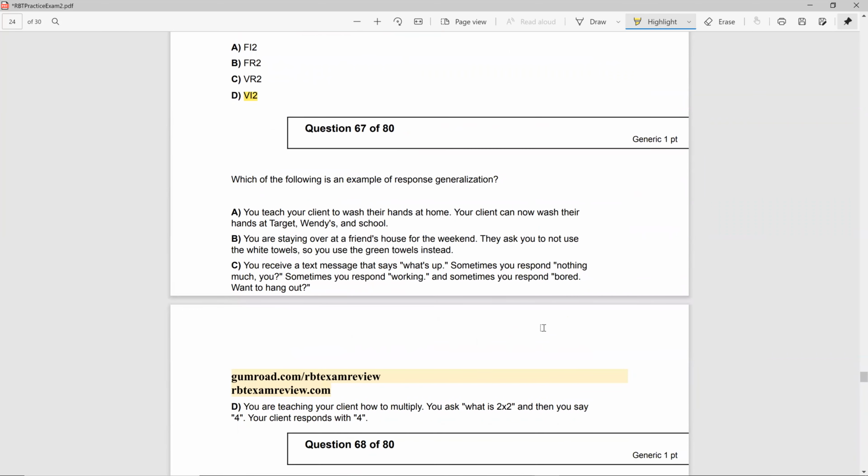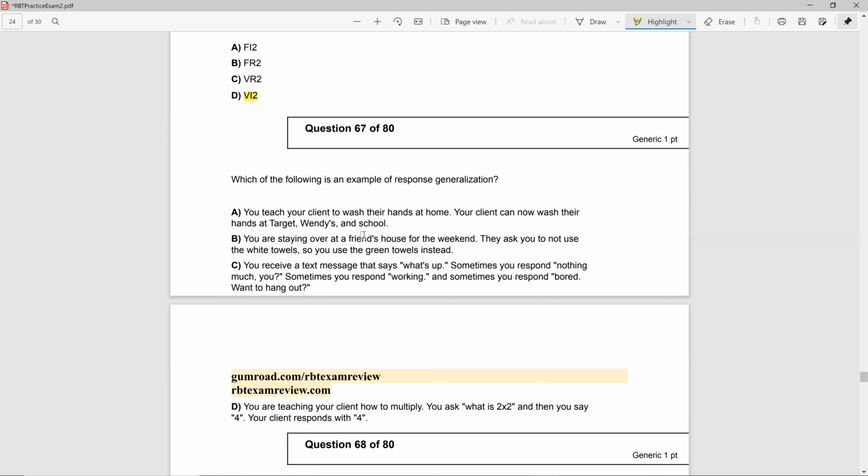Okay, 67. Which of the following is an example of response generalization? So we have stimulus generalization and response generalization. Now, what's our trick for the two? When we're looking at stimulus generalization, we're looking at one response with multiple stimuli. With response generalization, we're looking at a single stimulus and multiple responses. So this question is asking, we're looking for response generalization. So we're looking for a scenario where we're looking at one stimulus evoking multiple responses.